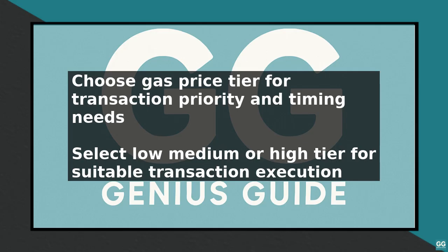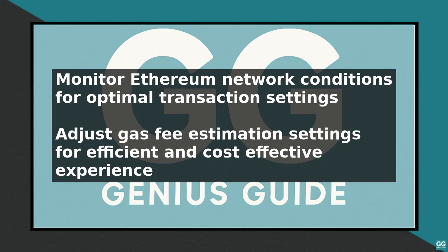It is recommended to use the automatic gas limit feature, which adjusts the gas limit based on the current network conditions. In addition to configuring the gas fee estimation, it is also essential to monitor the Ethereum network conditions to optimize your transactions. You can use the Debank network dashboard to check the current gas prices and adjust your settings accordingly.